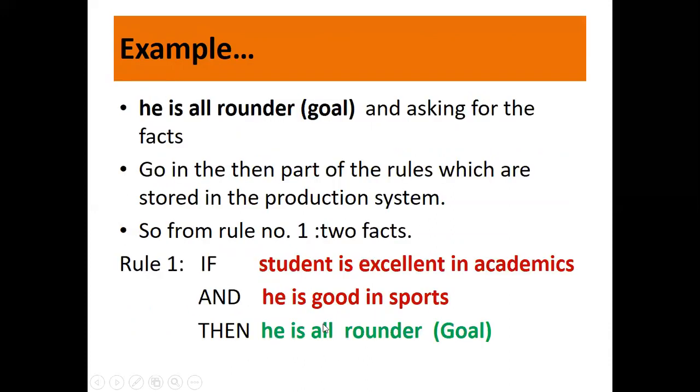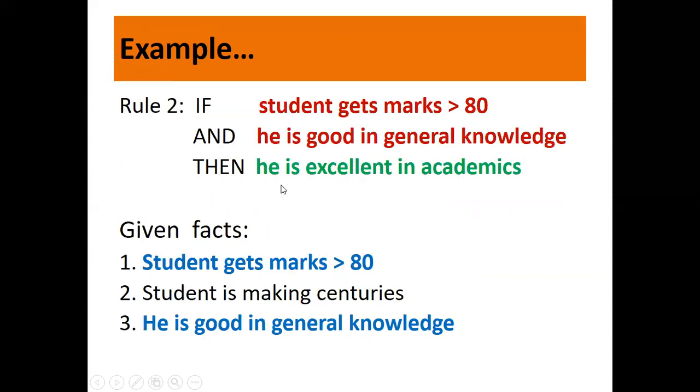What is rule number 2 saying? Student is excellent in academics. This fact is now goal of the rule number 2. He is excellent in academics. So we could reach this goal. Then what are the facts which supports this goal? Student gets marks greater than 80 and student is good in general knowledge, right? So we could get now the facts. Student gets marks greater than 80 and student is good in general knowledge. Is it fine?